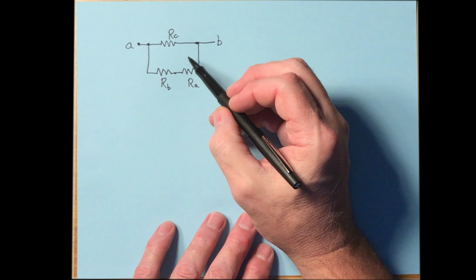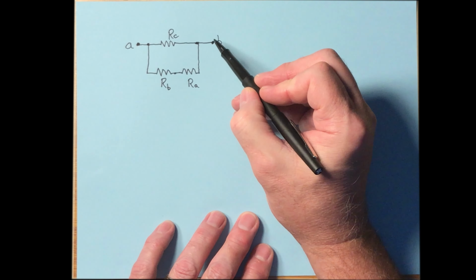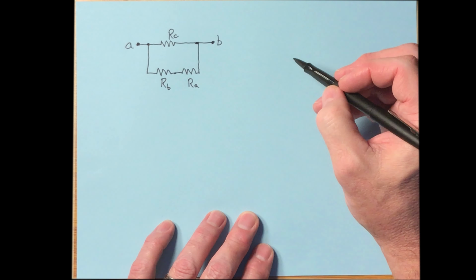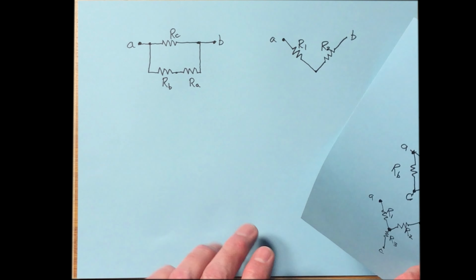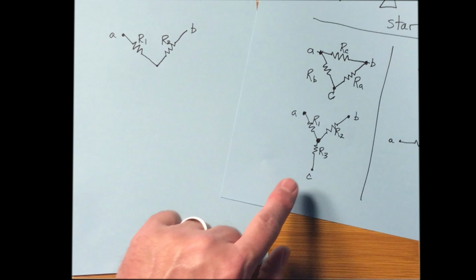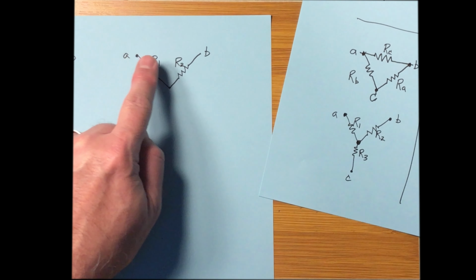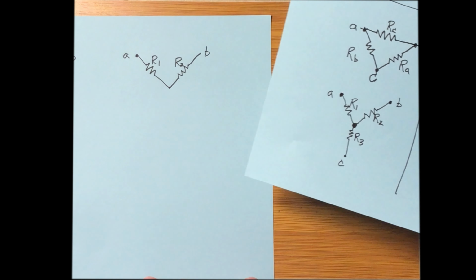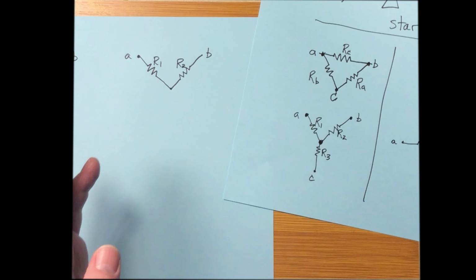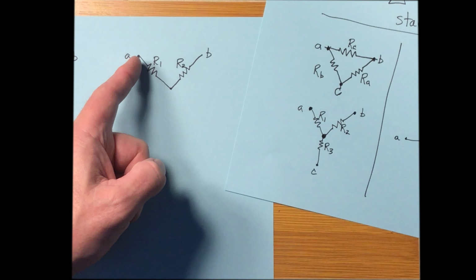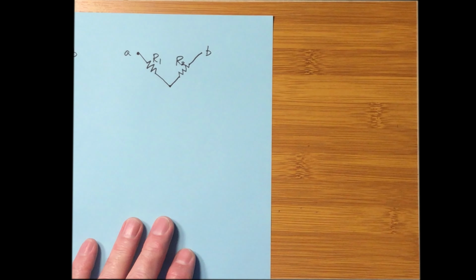Okay, well, that is the delta redrawn. And if I'm interested in what's happening between terminals A and B, then that has to be the same as this. And now what I've done is I have taken this circuit and redrawn it this way because I'm only interested in what's happening between terminals A and B. I didn't redraw C, but if I did, it would just be a resistor dangling down here. It's not connected to anything. I'm only interested in what's happening between A and B. So the third resistor here plays no role in that.